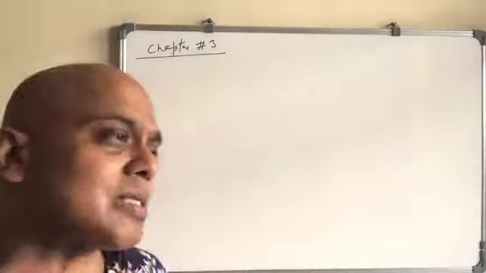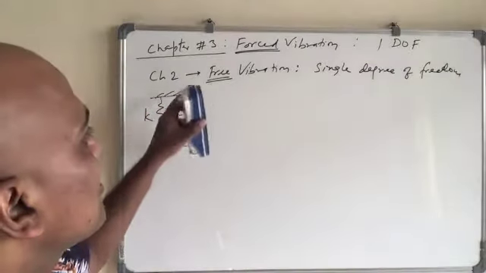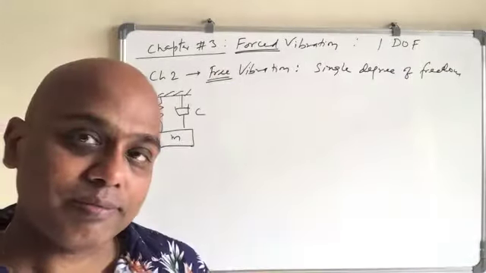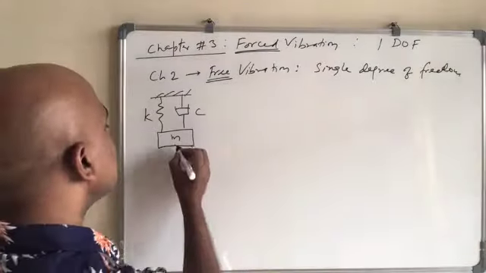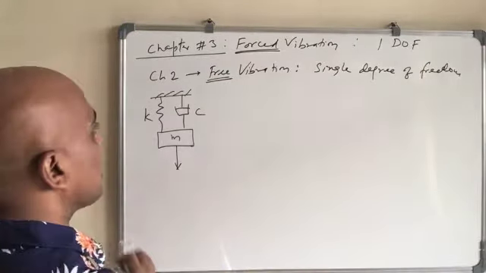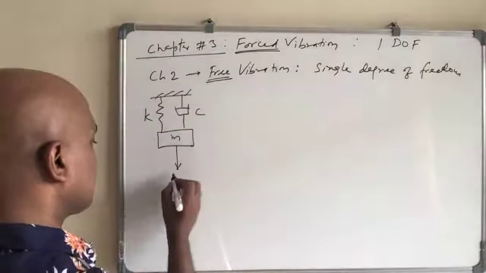What is free vibration? We had a spring damper system, with a mass hanging here, with k, c, m. We gave it a disturbance, maybe we just pulled it and released it, and then we saw how the vibration was. That's what is called free vibration. Now forced vibration means we are going to apply a force, a function of t.